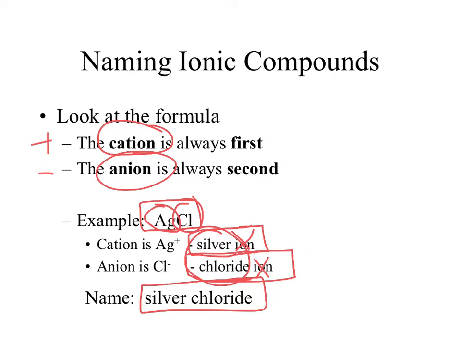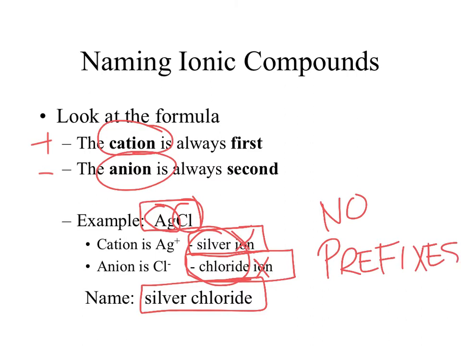Notice we didn't say monochloride or anything with prefixes. We do not use prefixes when it is an ionic compound. Now you might be asking, well, how do I know if it's ionic or not? Remember, you've got to have a metal in it. A metal and a nonmetal make it ionic, and silver is definitely a metal.